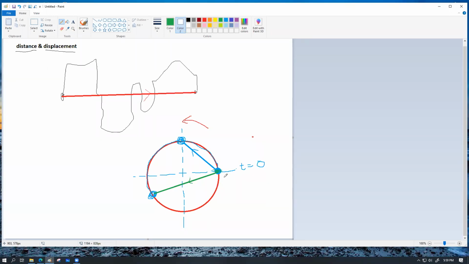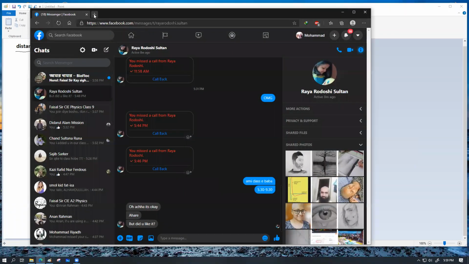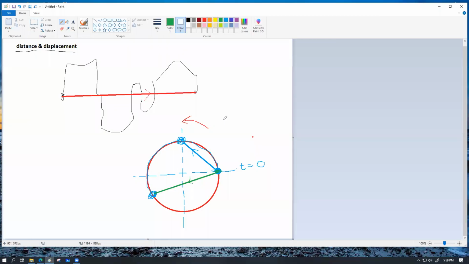Because when the object has reached the exact same starting point, the displacement would be 0, but the distance covered would not be 0. Because to make one complete rotation around this circle, the object had to cover 2 pi r distance. Do you guys know this formula, 2 pi r? What does it stand for?